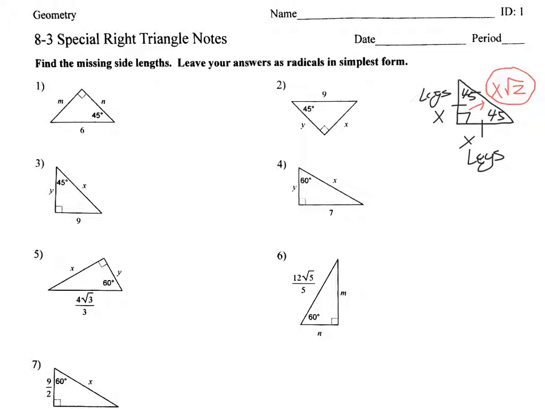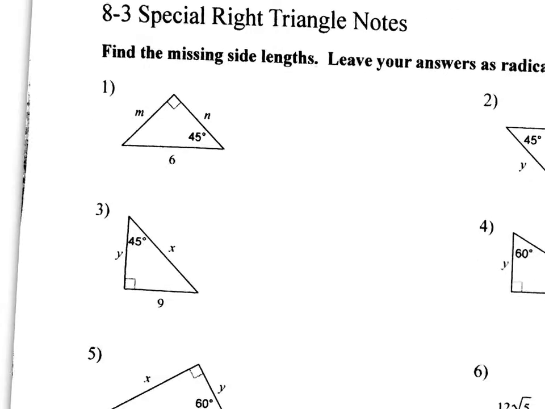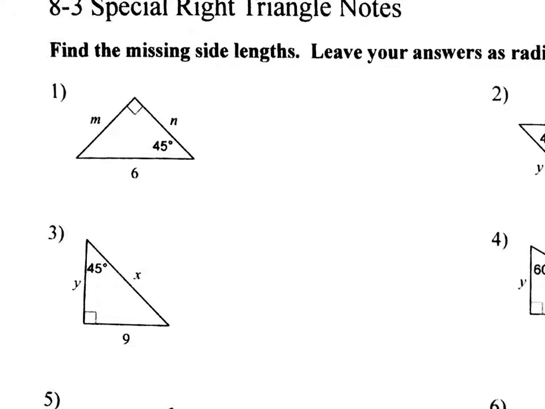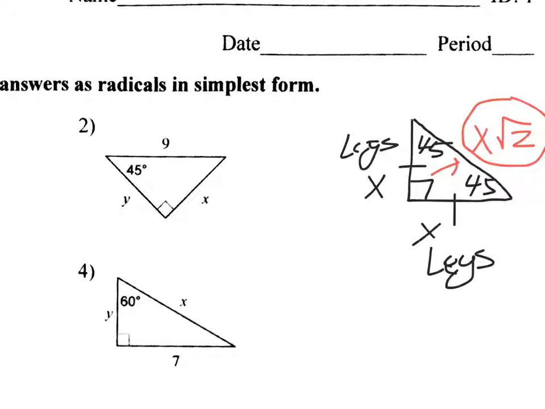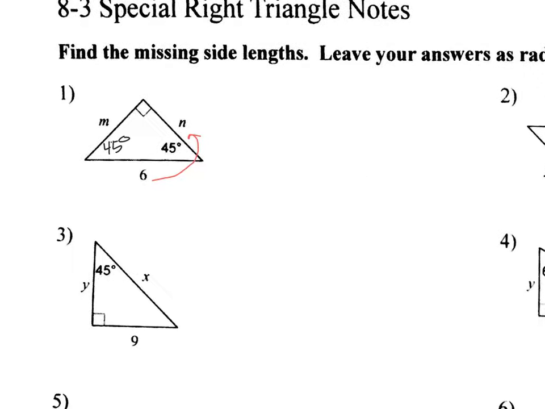Okay, so let's take problem number 1 here. 45, 45, 90. Not that you have to put this, but we would know that this is 45 degrees also. I know the hypotenuse. I'm going to the leg. Therefore, I'm getting smaller because the hypotenuse is always the biggest side. So what do I divide by? If I go back over here, I use the value square root of 2. So I'm going to be dividing by square root of 2. So right here, this would be 6 divided by square root of 2.